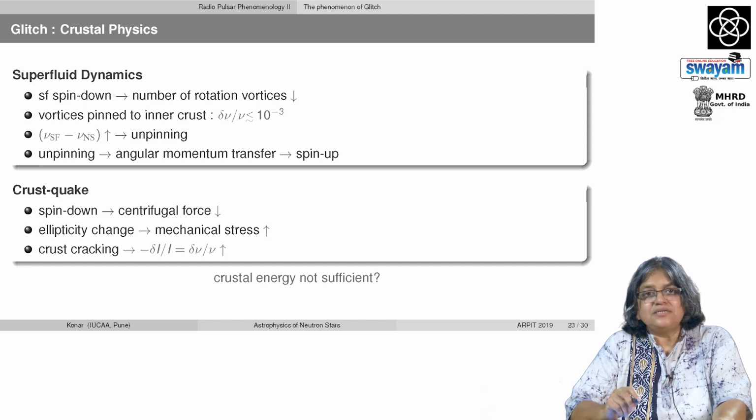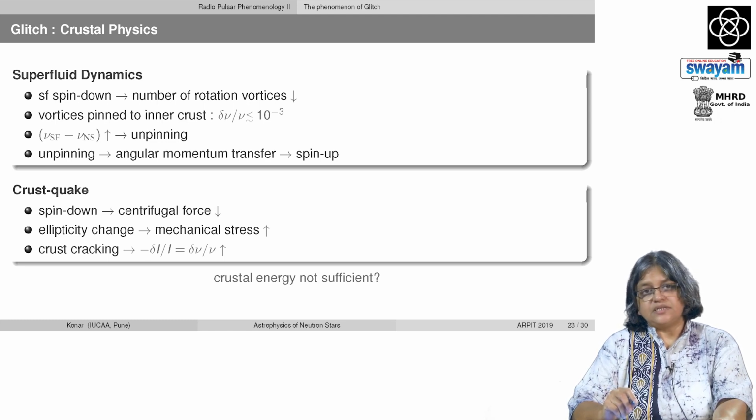So, as long as the tension in the rotational vortices is less than the pinning energy, the vortices remain pinned to the pinning sites. Now, why are we talking about the tension? Because the neutron star is slowing down and the superfluid wants to slow down, and it is trying to expel these vortices from the superfluid, but they are tied to the pinning sites. So, therefore, a tension is created.